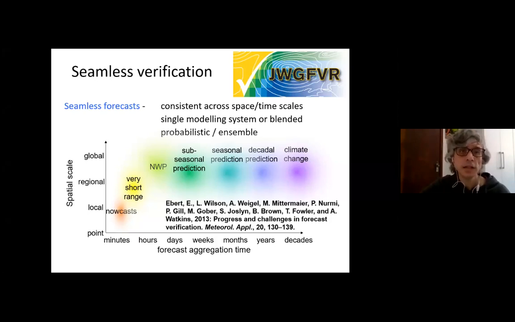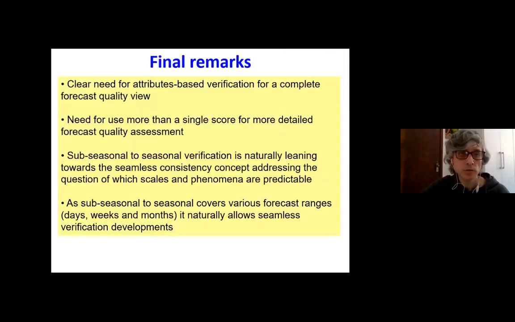And to finalize, I'd like to just mention that there is clearly the need for an attributes-based verification so that we have a complete forecast quality view of these subseasonal and seasonal predictions, and need to use more than a single score to have a more detailed forecast quality assessment to look at the different aspects, as we saw in these examples that I've shown you.